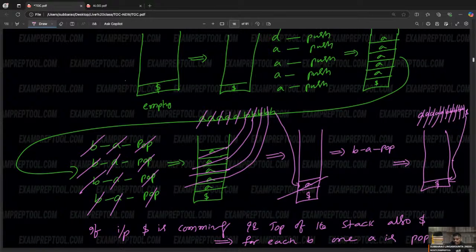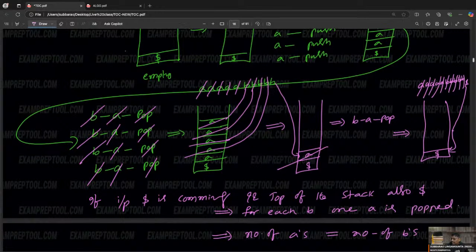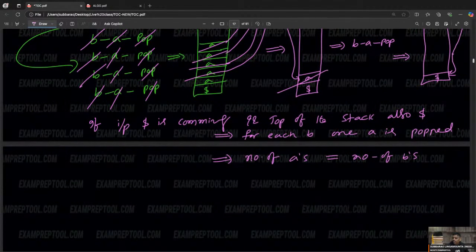Lastly, after completion of this one, 4 A's and 4 B's are cancelled. Lastly, 1 A and 1 B are left out. So, for that B, 1 A is popped. Now the stack contains nothing, and the input also contains nothing. So, if dollar is coming, the top of the stack is also dollar. That means for each B, 1 A is popped, which means the number of A's equals the number of B's.